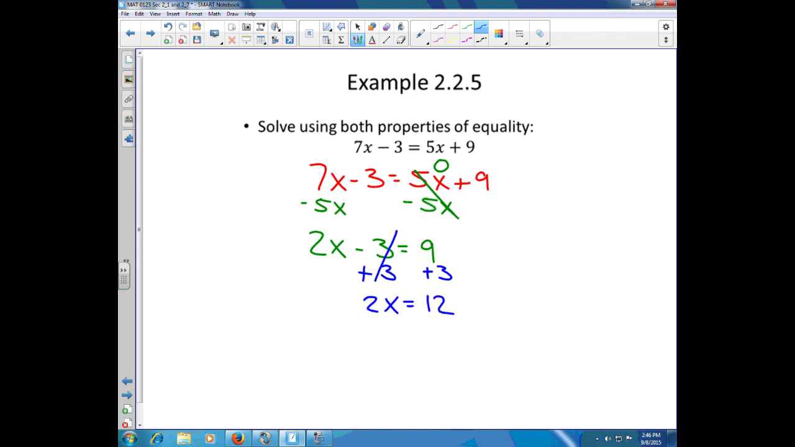And now finally, to get x by itself, we just divide by 2, or multiply by the reciprocal, which is essentially just dividing by 2. 2 divided by 2 is just 1. 12 divided by 2 is 6. Remember, you can always go back to the original problem and check this.